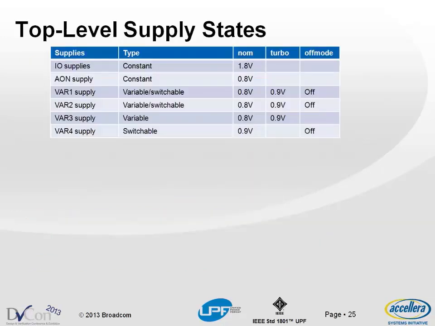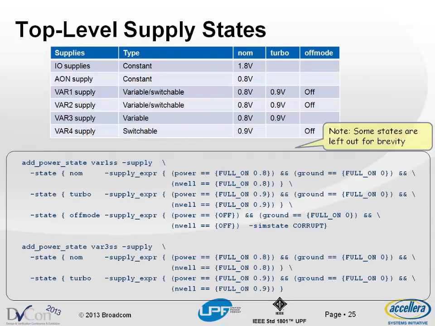The most interesting part is top-level supplies. You've got lots of power supplies, and you have to deal with different voltage combinations, and your power state table is going to explode. So what we're going to look at is a simplified example with just 4 variable supplies, some I/O supplies, which are all constant at 1.8 volts, and 1 AON supply. How to create a power state table we've already looked at. Just translate this table into add power state.